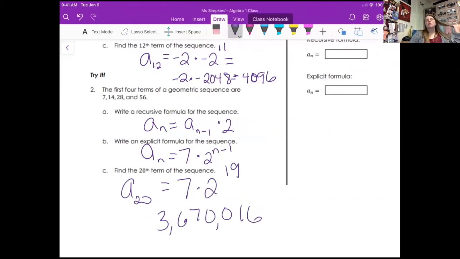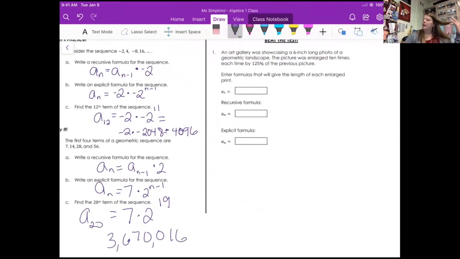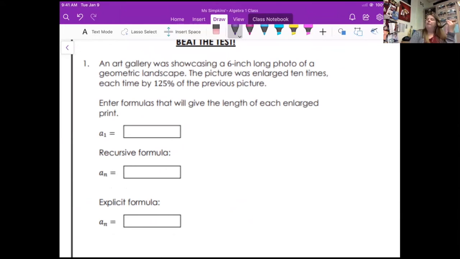Before we do beat the test, a lot of official standardized test questions give you extra information for no reason. So there is one piece of extra information that is not used at all in any of the three parts of answering this question. What is it, Trey? Enlarged 10 times. Right, enlarged 10 times. We do not even use that. Now it could ask, how big would it be if it was enlarged 10 times, but it doesn't. All it asks is, what's the first term? What's the recursive formula? What is the explicit formula?